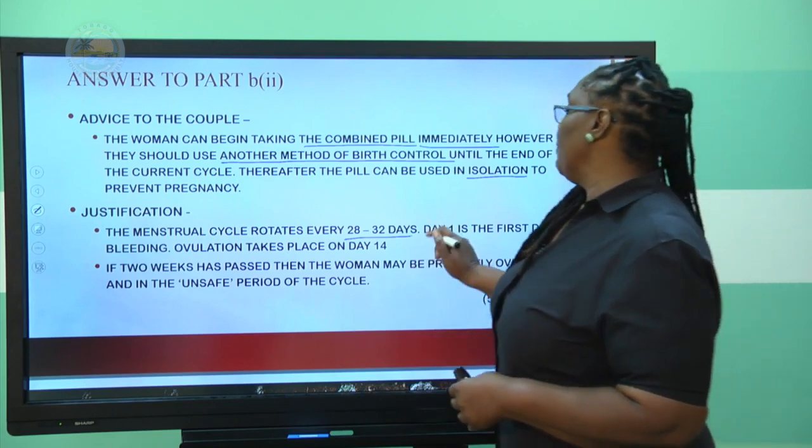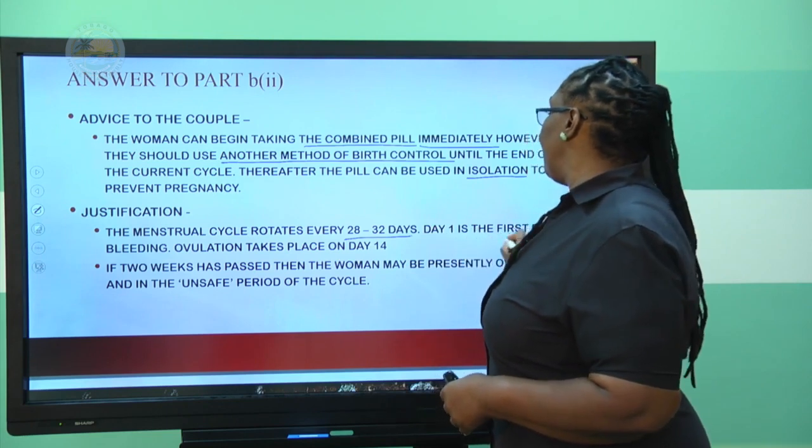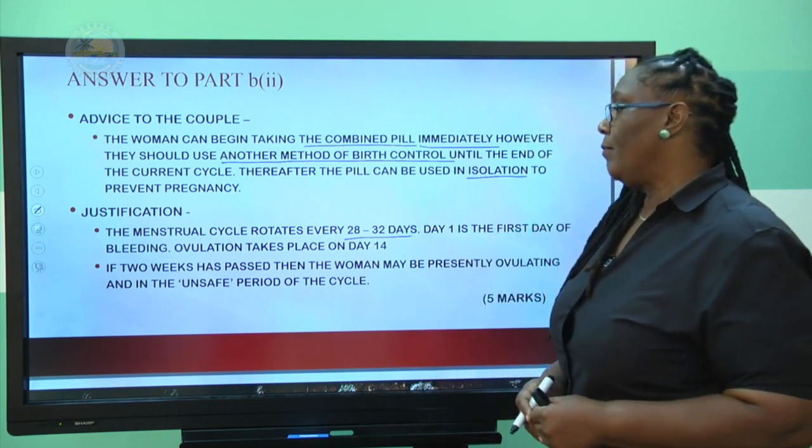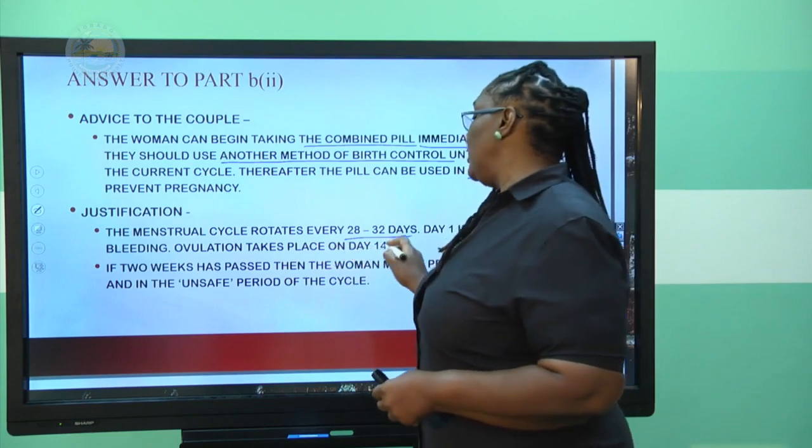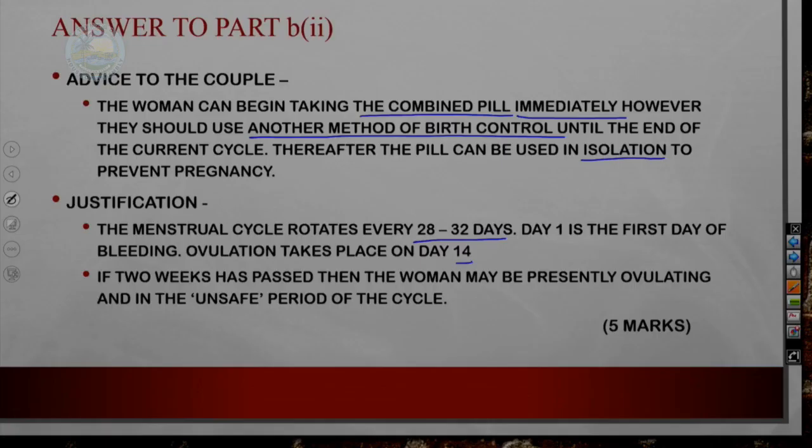So we go back here. Day 1 is the first day of bleeding. Ovulation takes place on day 14, as I say, in a normal cycle. So if 2 weeks has passed, then the woman may be presently ovulating. Right? So in a 28 to 32 day cycle, at about day 14, which is 2 weeks, she may be ovulating, either currently or maybe the day before or the day after, in which case the egg may still be viable.